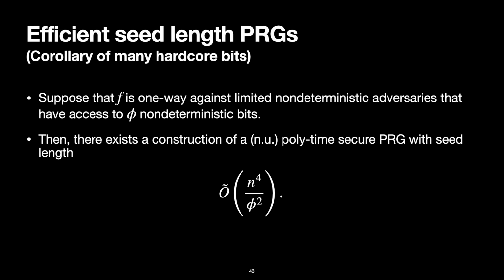Our result is as follows. Given f that is one way against limited non-deterministic adversaries that have access to phi non-deterministic bits, then there exists a construction of a non-uniform polytime secure PRG with seed length n to the fourth over phi squared. The nice thing is we can see how this interpolates in between the results for a PRG that's secure against a standard one-way function or an exponentially secure one-way function.